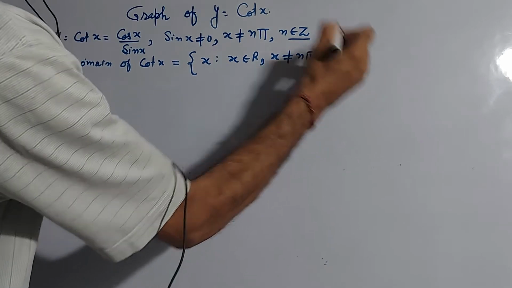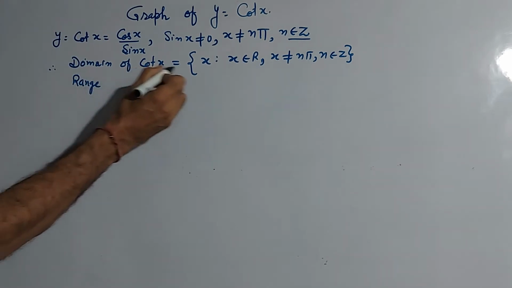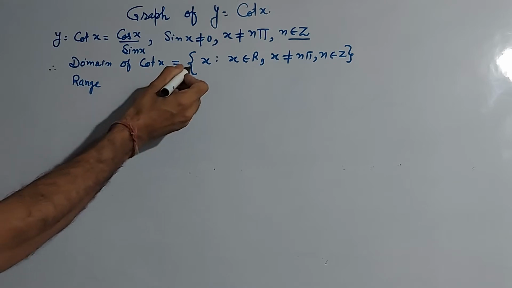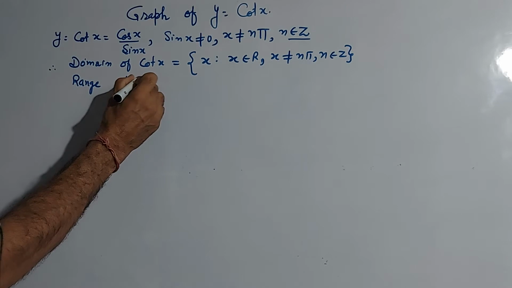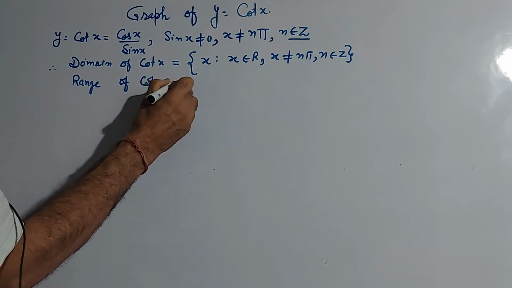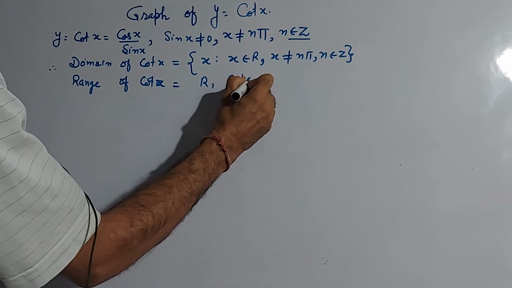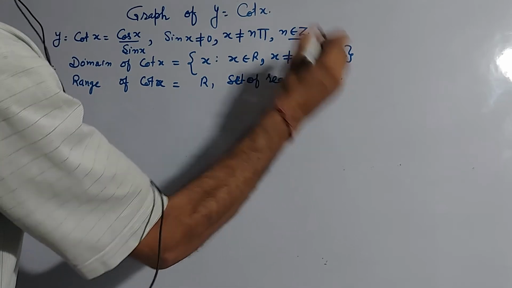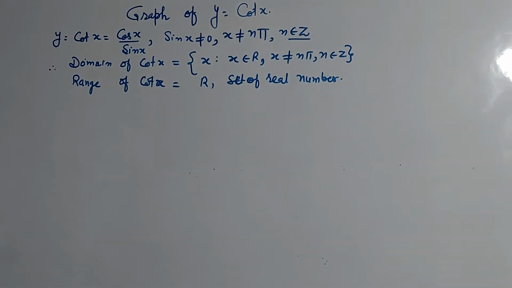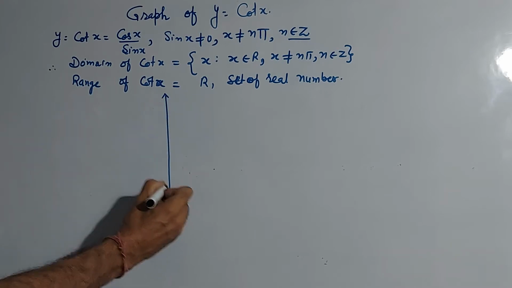And the range, the set of images, when we give the input from this domain, therefore the set of images means the range is equal to the set of real numbers. This we already know. Now we will see how the values of cot x vary. We can see it from the unit circle.